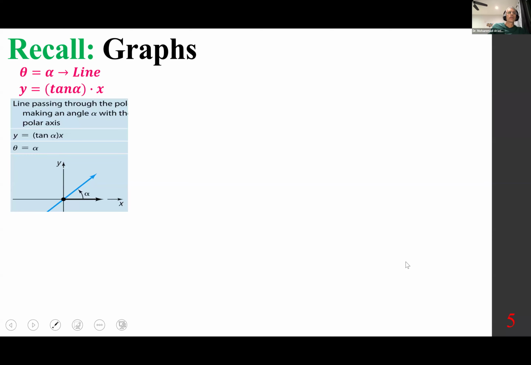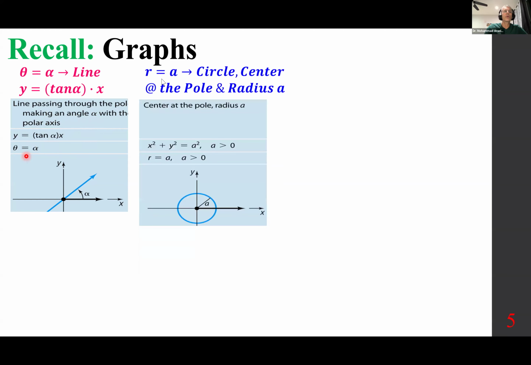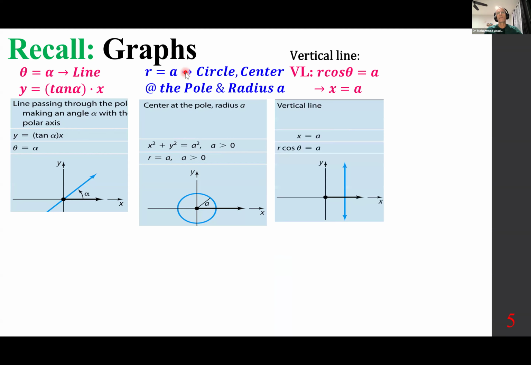As far as graphs are concerned, recall when theta is equal to alpha, that represents a line through the origin, y equals tan alpha times x, a line passing through the pole making an angle alpha with the polar axis. R equals a is a circle centered at the pole with radius a, so you can see that because x squared plus y squared equals a squared. You basically square it, r squared equals a squared, and r squared becomes x squared plus y squared.